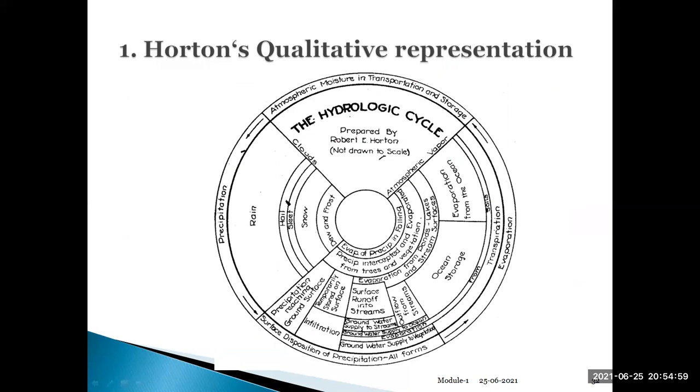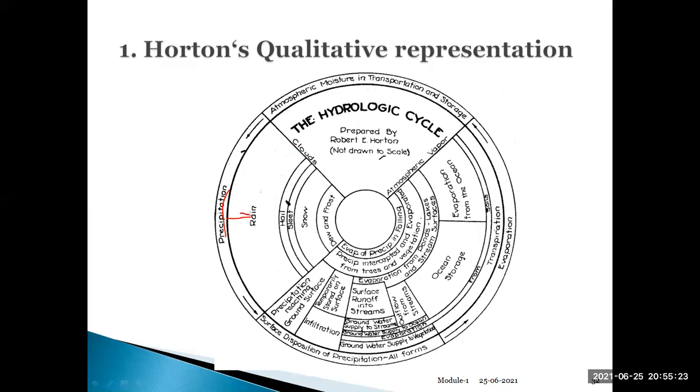Okay, so we have prepared a special representation for this hydrological cycle. If you see, this one diagram shows the complete hydrological cycle. Here, the atmospheric moisture, in transportation and storage, will form into clouds, and later, the second component, that is the precipitation.